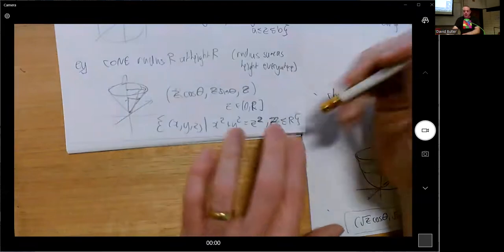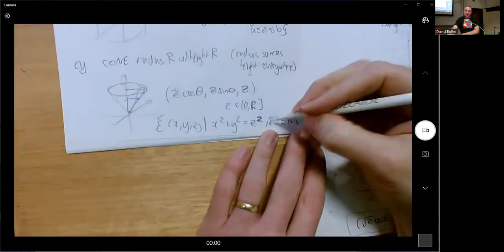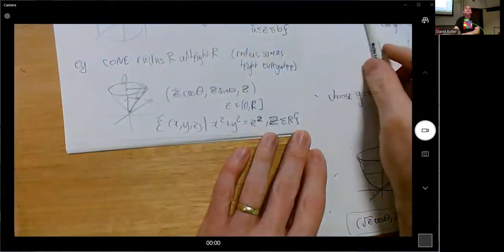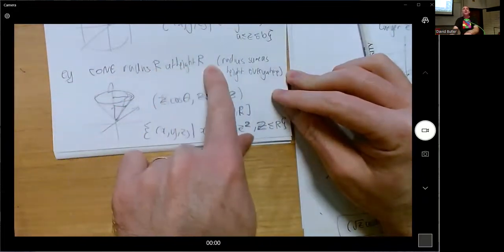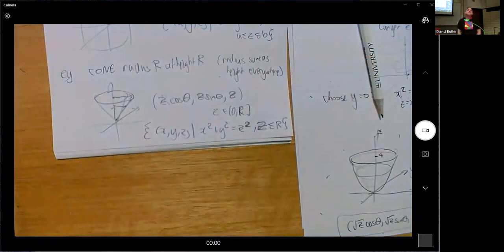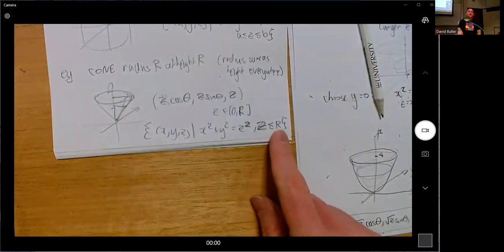Because I specifically made one that had the height being the same as the radius at that top edge. Like the height is the same, radius R at height R. So. It could have been radius R at height H, in which case the Z would have been less than or equal to H.